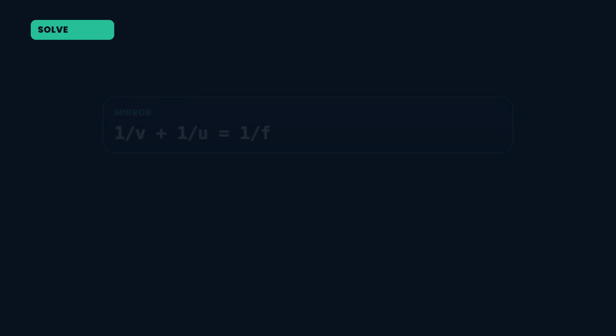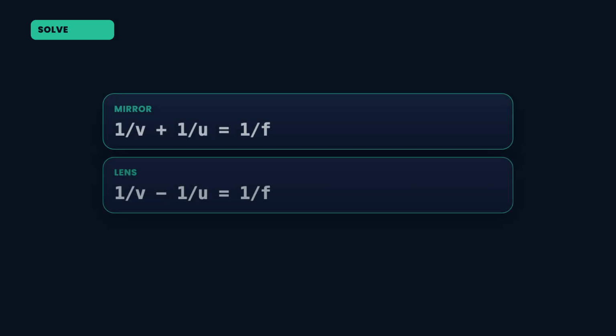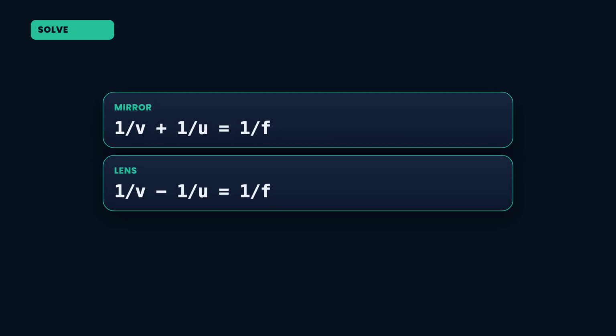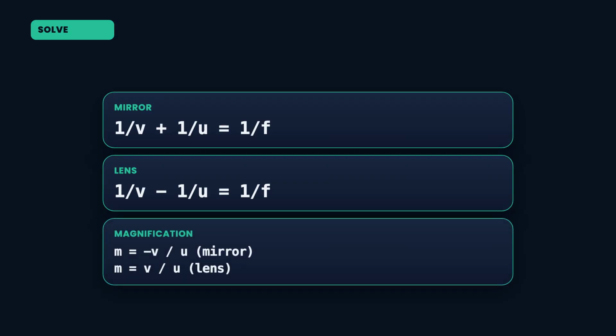Step 3. Pick the formula. Mirror, 1 by V plus 1 by U equals 1 by F. Lens, 1 by V minus 1 by U equals 1 by F. Magnification, M equals minus V by U for mirrors, V by U for lenses.